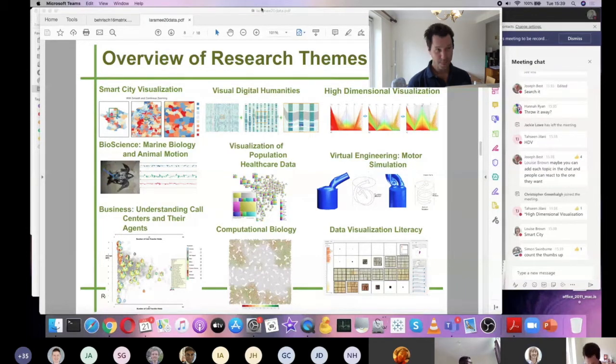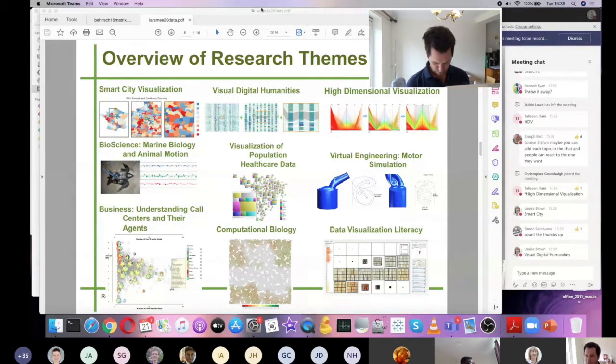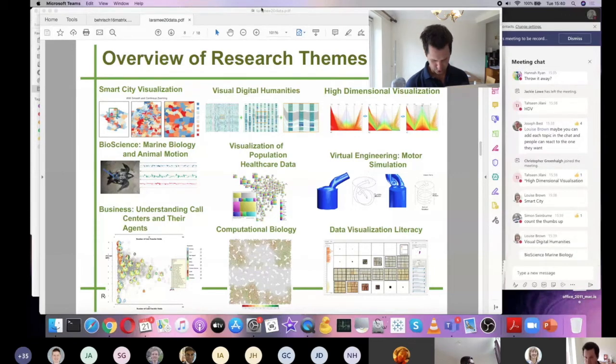HD engine and then literacy. So I'm just trying to, so we already got one for HDV, high dimensional viz. We got 2 votes for high dimensional viz already. Smart City Viz has one. Digital Humanities has one. Bioscience has one. You can vote more than once, by the way.